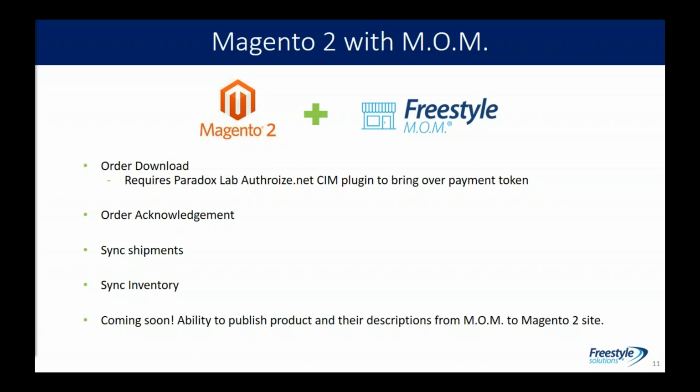We're also going to be offering sync shipment, so that's putting a shipment record on your Magento side and adding the shipping information along with the tracking information as well. We also do the syncing of inventory. Coming soon, we're currently working on the ability to publish the product and its description. We're looking into the attributed products, configurable, things like that. We're also researching the bundle products as well as the different categories we might want to add to a product.